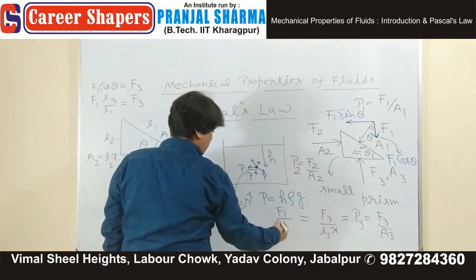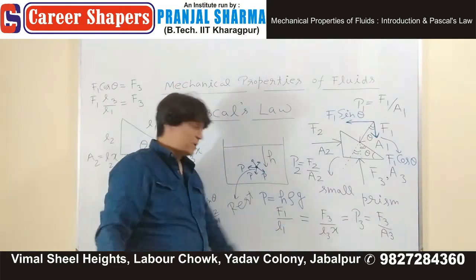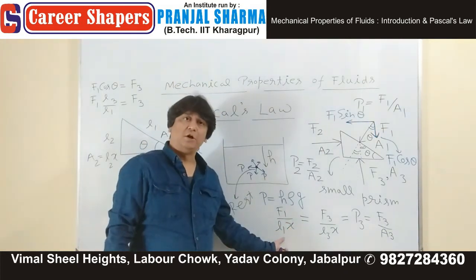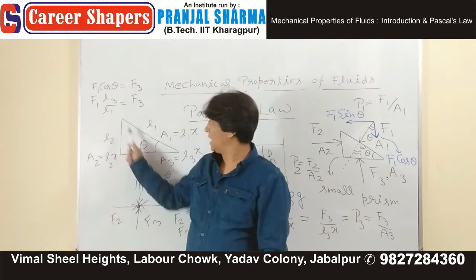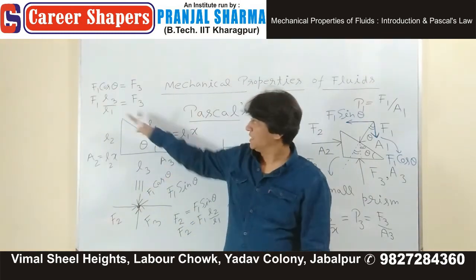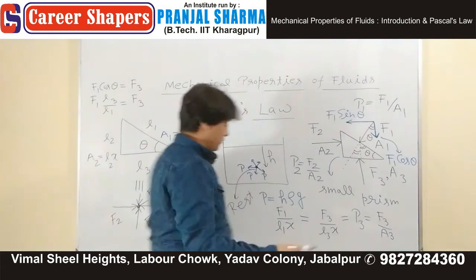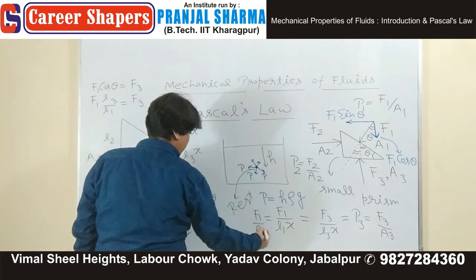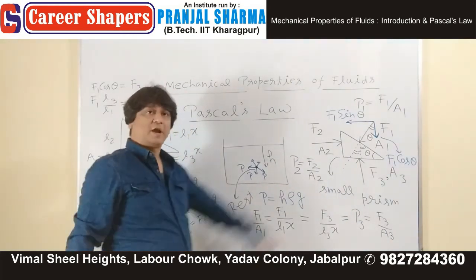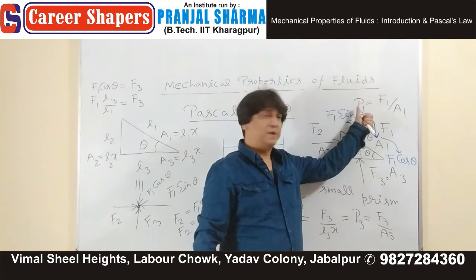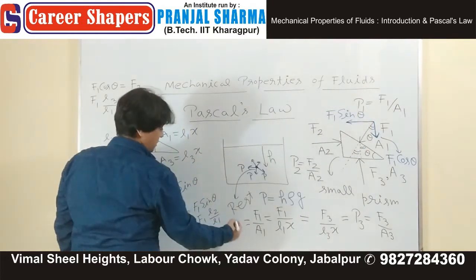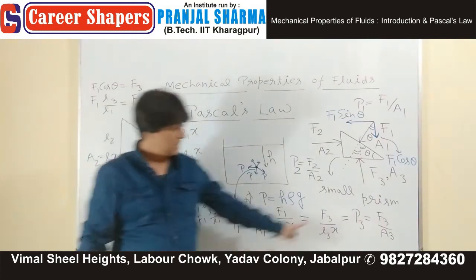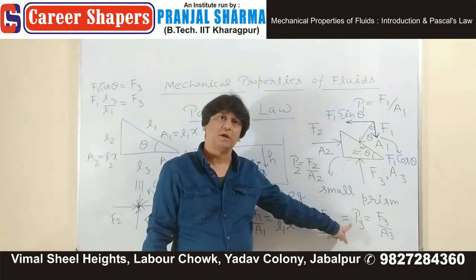F1 upon L1, and along with that what do we have? X. But what is L1 into X? L1 into X is this area. And therefore, this is F1 divided by A1. But what is F1 upon A1? P1. We have proved that P1 is equal to P3.